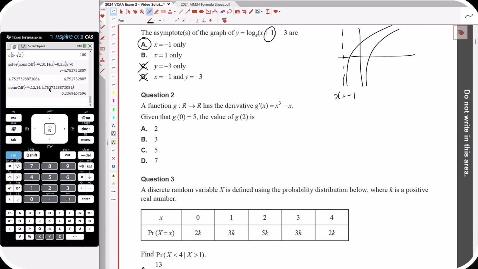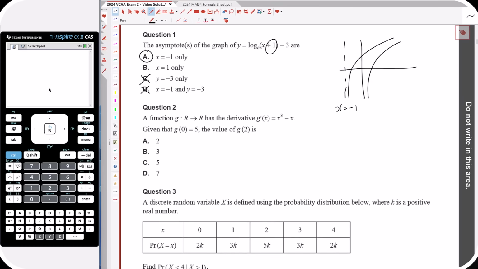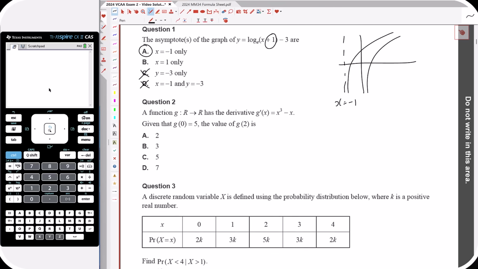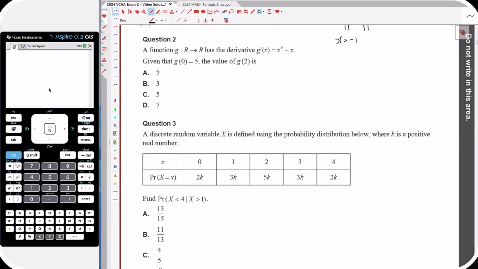Obviously, you can use your CAS to sketch it. Just clear the CAS. We'll get to those answers later. Obviously, you can use your CAS to sketch it to see where the asymptote is, but really it's more efficient not to need to. So it's there as a backup, but you shouldn't really need it to be able to find that asymptote.